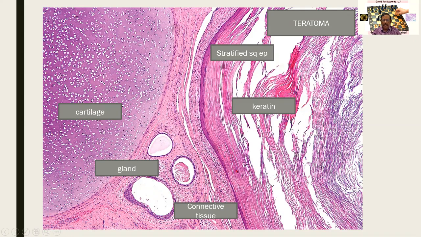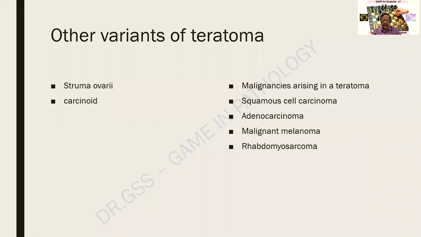This is a slide for teratoma. You people can very easily follow this. The variants of teratoma you must definitely write in your examinations. There are two variants. One is called struma ovarii, the other is carcinoid. And there can also be malignancies arising in a teratoma. What are the malignancies? It can be a squamous cell carcinoma, adenocarcinoma, malignant melanoma, rhabdomyosarcoma. How can I remember this? In fact, any of the elements that are seen in a teratoma can become malignant, but these are the most common.